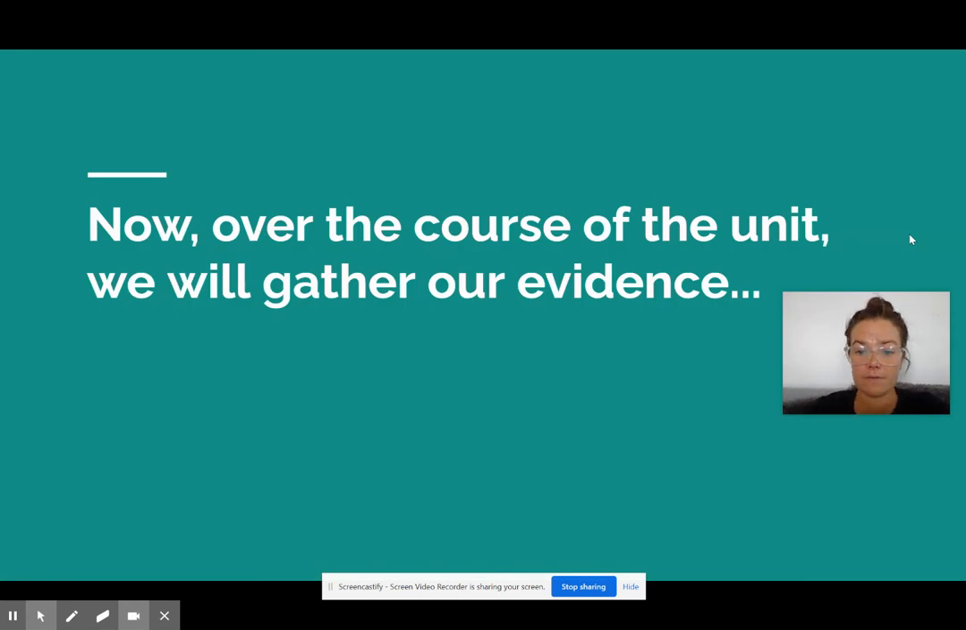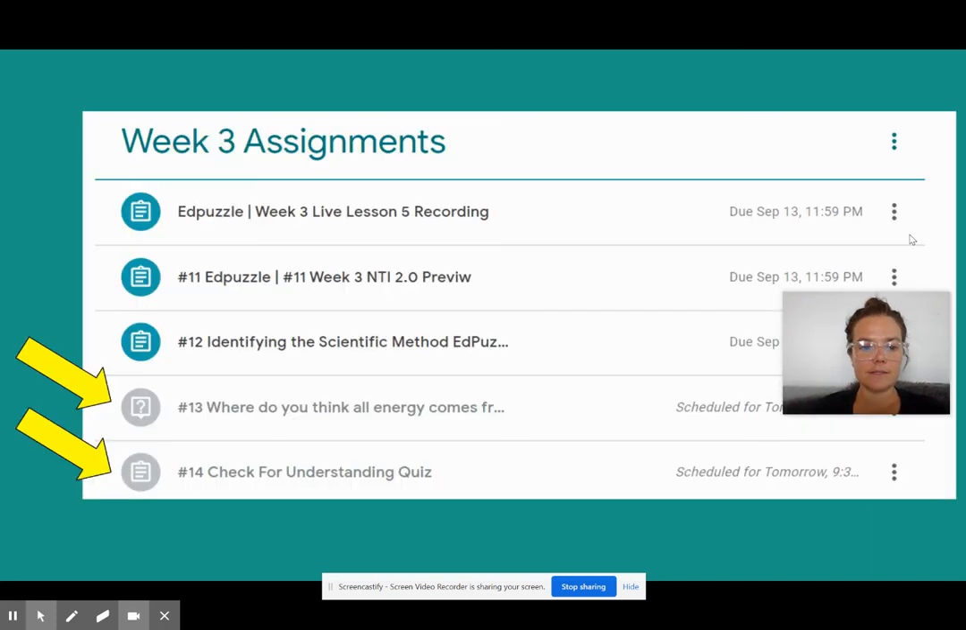Again, over the course of this unit, we're going to gather different pieces of evidence that are going to allow us to answer that. And that's really cool and represents what we're supposed to be doing in science.